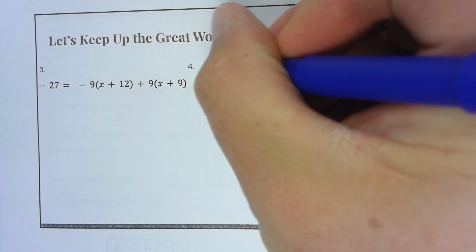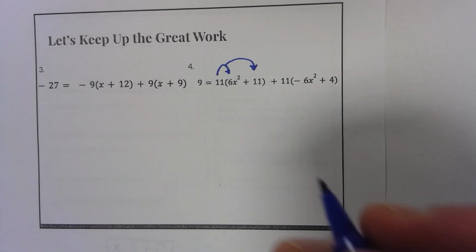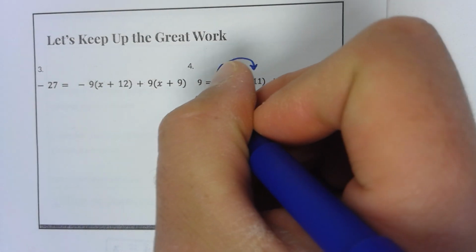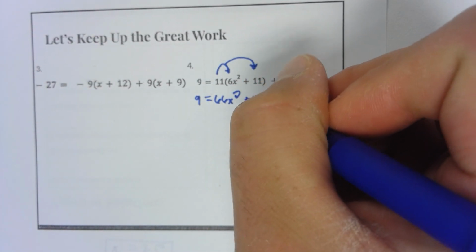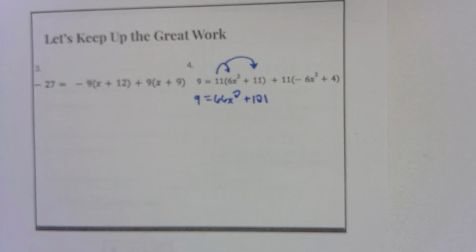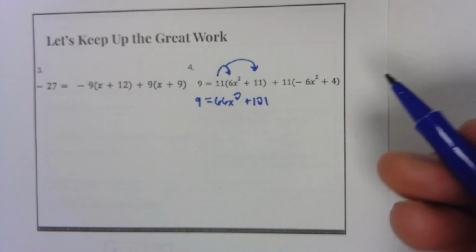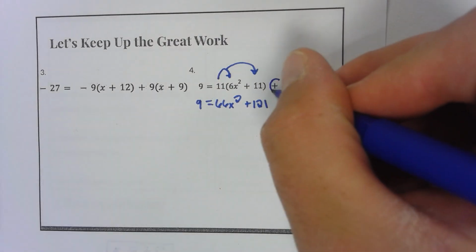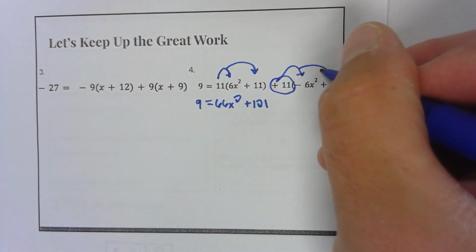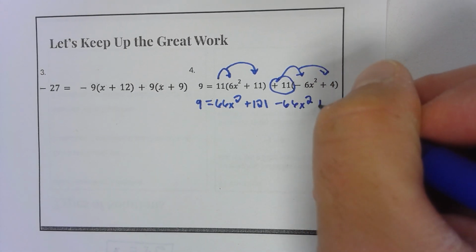All right. So with 4 here, I'm noticing that I've got some distribution that needs to happen. I'm seeing 2 sets of parentheses, so 2 places that I need to distribute. So I'm going to distribute the 11. So I have 9 equals 66x squared, and then 11 times 11 is 121. And then once again, I have another 11 to distribute. I'm going to just make sure that I'm distributing it as a positive because of the sign that comes before it. So I get negative 66x squared, and then 11 times 4 is 44.